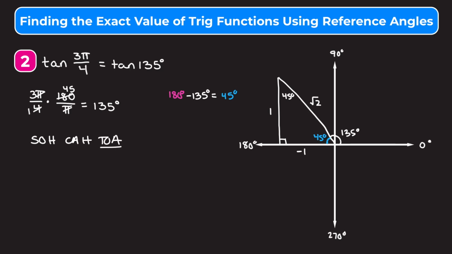We are doing tangent. So we know tangent is opposite over adjacent. So in this case, our opposite side is 1, and our adjacent side is negative 1. 1 over negative 1 is negative 1. So we get that the tangent of 135 degrees is equal to negative 1. Let's keep going through some more examples.